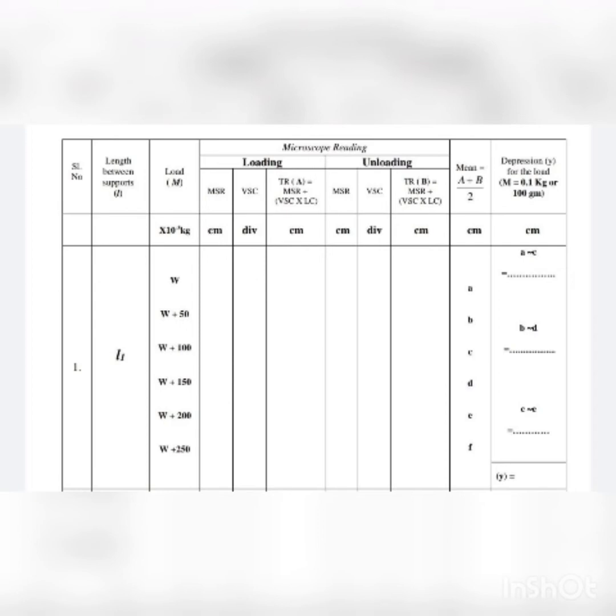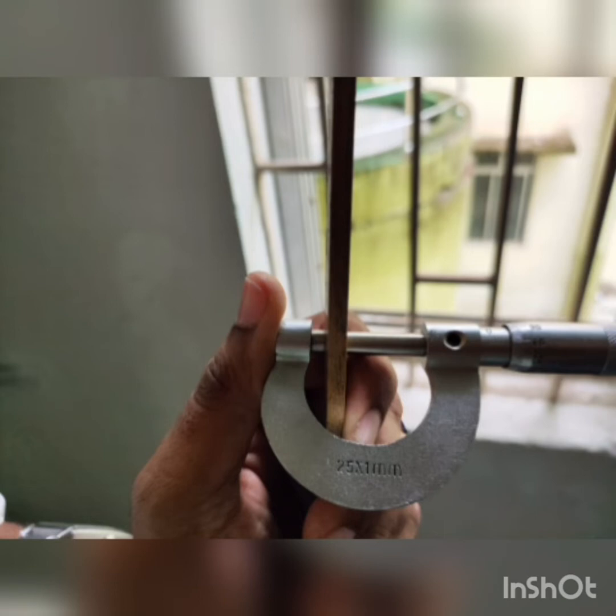The first reading is W plus 250. On removal of the next load, you have to write it down in the W plus 200 space, and the next reading will come against W plus 150, then 100, then 50, and finally you have to write it down in W. Next is the screw gauge reading, students.